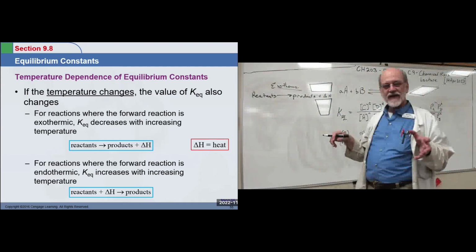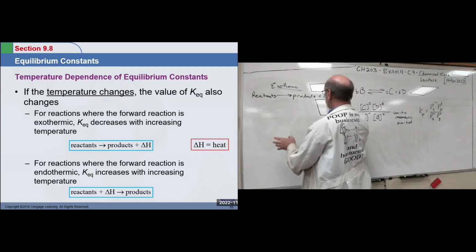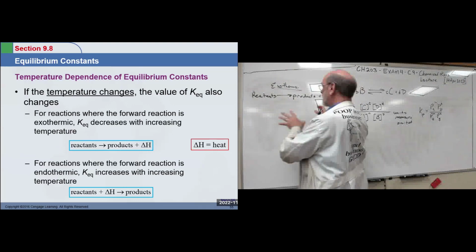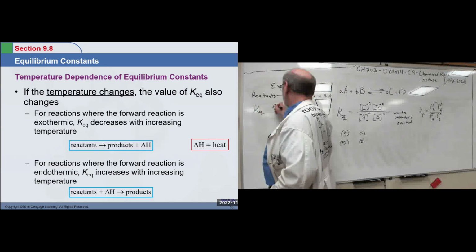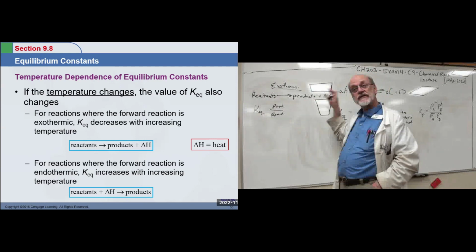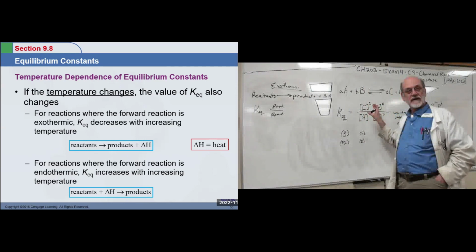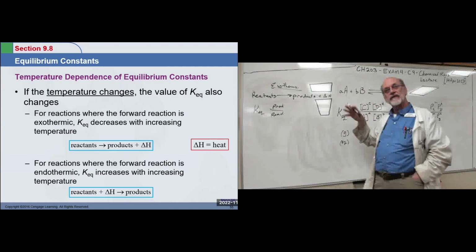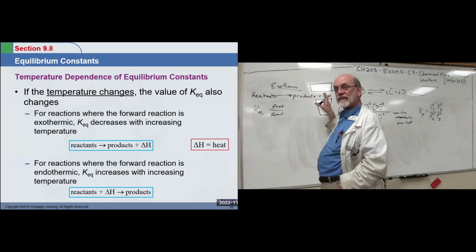So, what happens to the K value, right? And the K value only involves these two. It doesn't involve the heat term. But we know that the heat's there. So, if we have a KEQ here with products over reactants, what's going to happen if this is an exothermic reaction and we increase the temperature? Before, we said the temperature didn't change, right? But the K can be calculated for different temperatures.